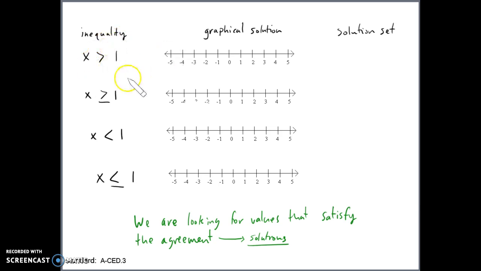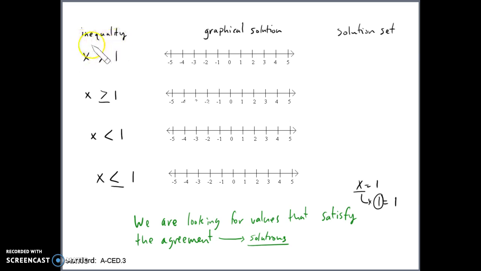So before we begin, let's consider what an inequality is, because we know what equations are. For example, if we had x equals 1, what we're trying to do is find the values that satisfy the agreement. So we want the value here for x that satisfies the agreement that is equal to 1. And we know that the only value that is equal to 1 is 1 itself. So 1 is the value that makes this a true statement. That's our solution here.